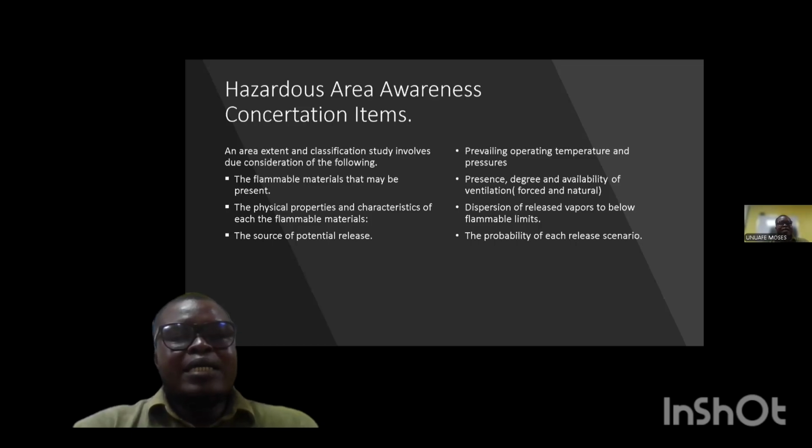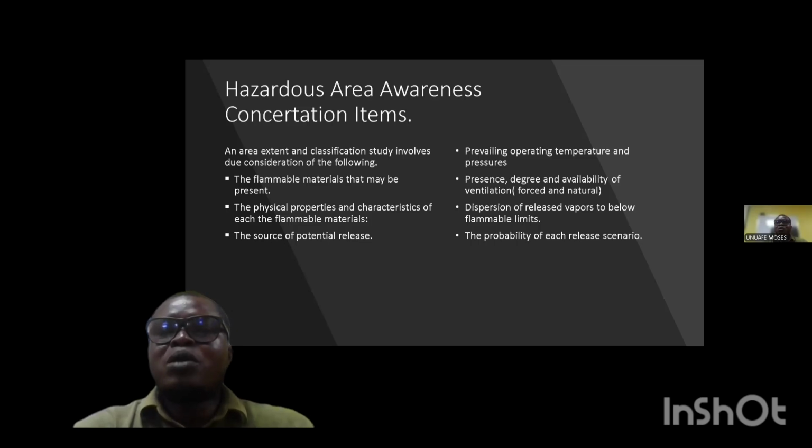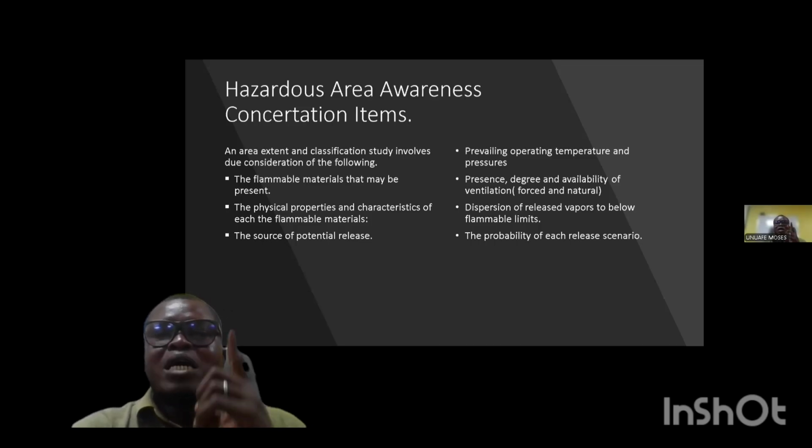Another point to consider in this hazardous area awareness concentration is the source of potential release. A source of potential release is a point or location or equipment where a flammable gas, vapor or liquid could escape into the atmosphere, either during normal operation or due to a fault. This release could lead to the formation of a flammable explosive atmosphere, depending on the concentration and the surrounding conditions.